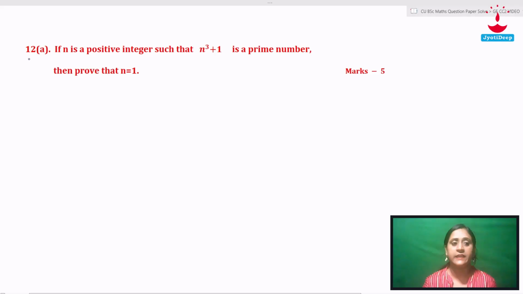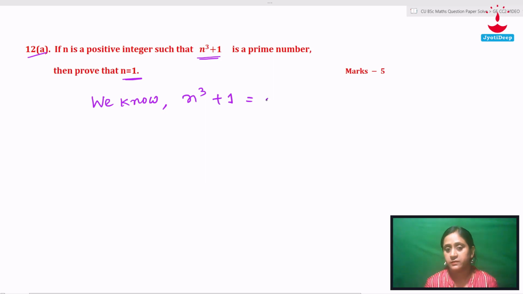Question number 12a. If n is a positive integer such that n cube plus 1 is a prime number, then prove that n is equal to 1. Okay, so we know n cube plus 1 is equal to n plus 1 into n square minus n plus 1. This is the formula of a cube plus b cube, right?